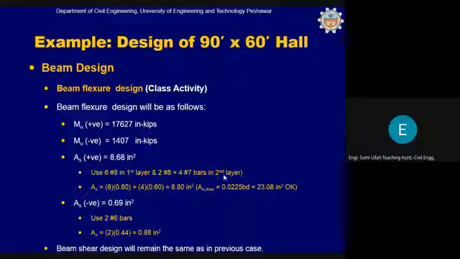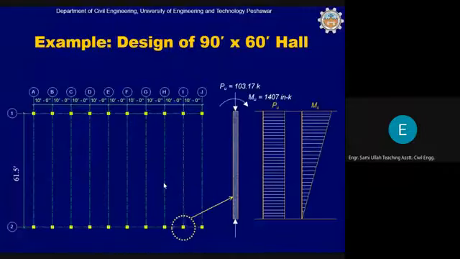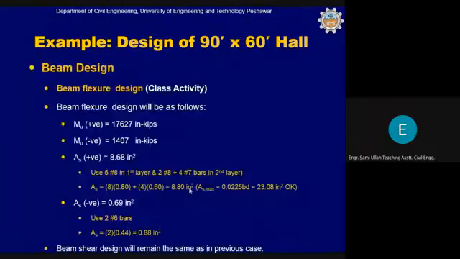Okay, finally, if you recalculate this reinforcement, it comes out to be 8.8 square inch, 8 into 0.8 plus 4 into 0.6. So the actual reinforcement will be this. Negative reinforcement is 2 number 6 bars, because it is 0.69 square inch. So only 2 number 6 bars will be enough for negative reinforcement. And the shear reinforcement of the beam will remain the same as in the previous case.